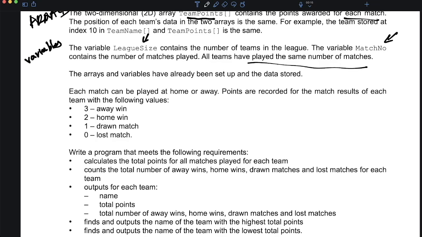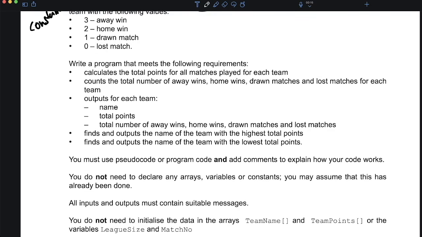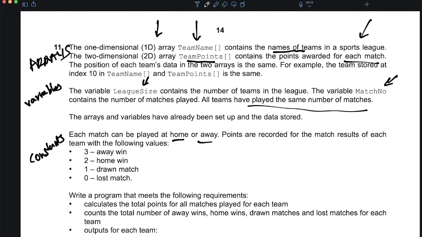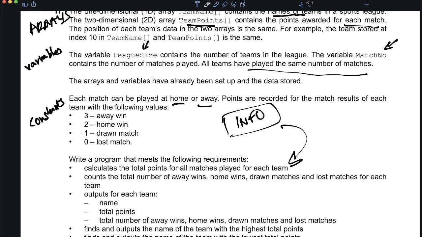Then each match can be played either home or away, and the points are recorded. So I get 3 points if I win away, 2 points if I win at home, and 1 for a drawn match. These are constants because they will never change. There will always be 3 points when I win away. Now, this is just like an introduction to what info we have. The first part is what information do we have, and now I'm going to use this information to get this answer.